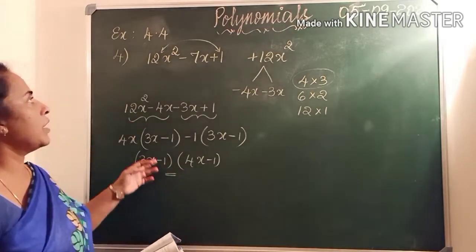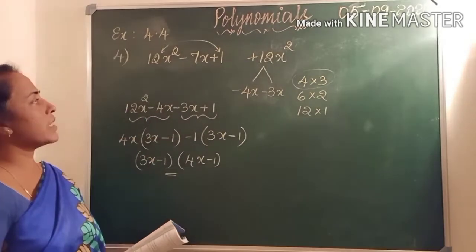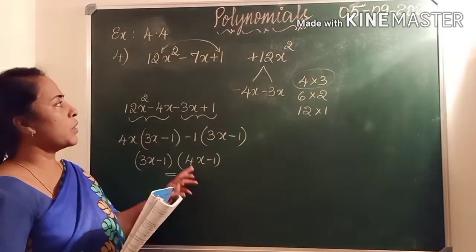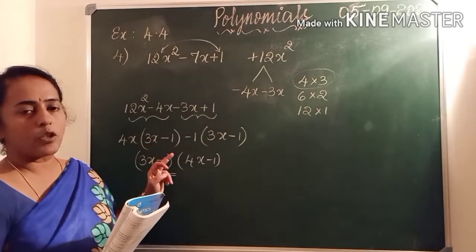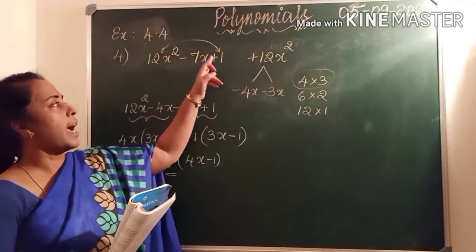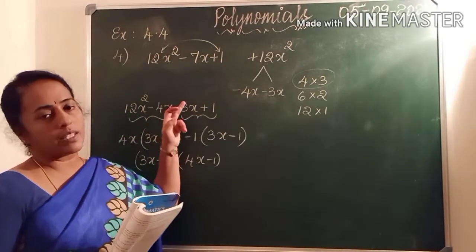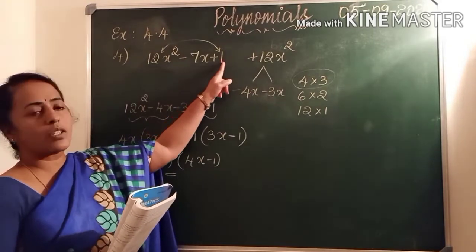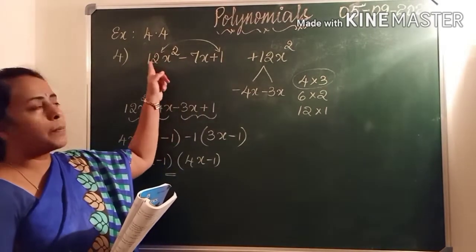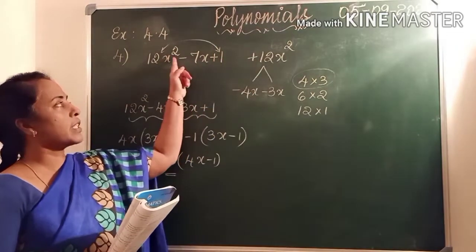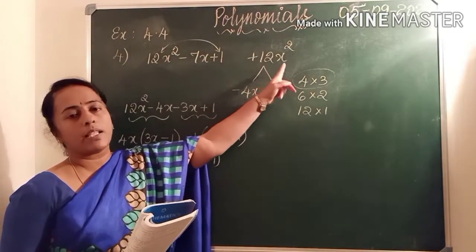So in the fourth main, first sum is 12x square minus 7x plus 1. So here, what is the method to factorize the trinomial? You have to multiply the first term and the last term along with the sign. So here, first term is plus 12x square, the last term is plus 1. Multiply the sign first. Plus into plus, 12x square into 1, 12x square.